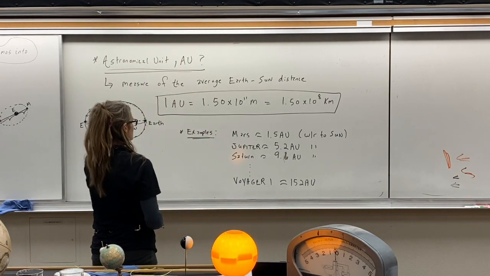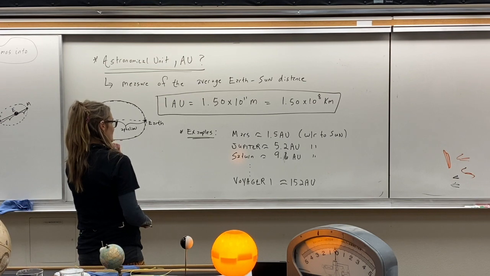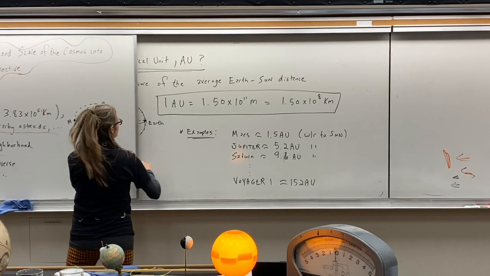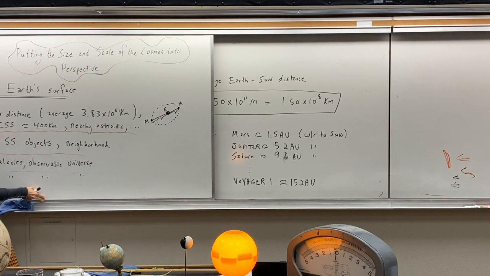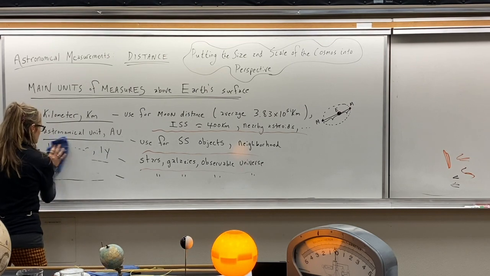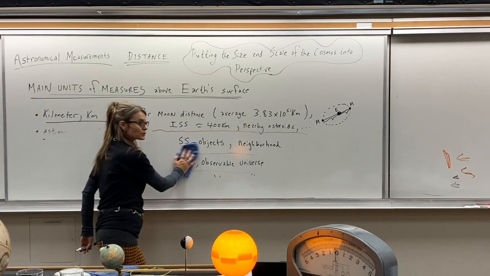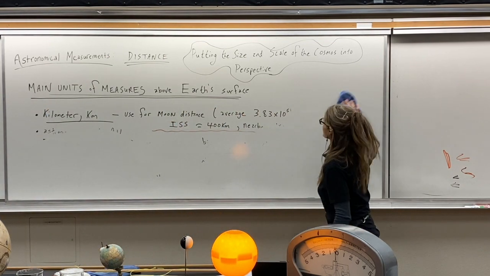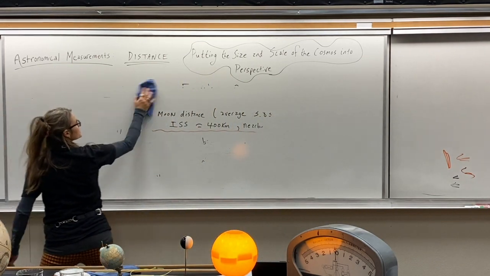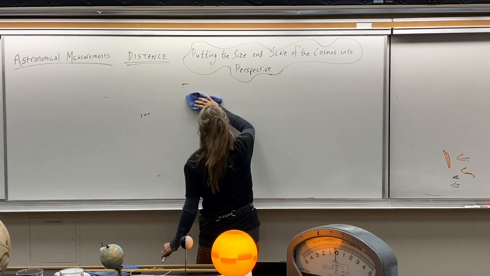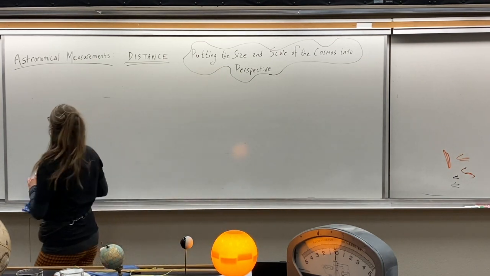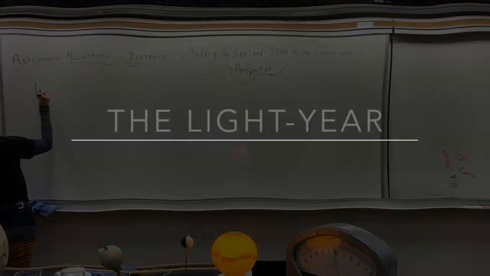Now let's move on up to our next measure. All right, so we could do our AU measurements in the neighborhood. We use that conversion factor and give you some examples and get to the end. But the next one is a very important one for astronomy, and that is the light year.